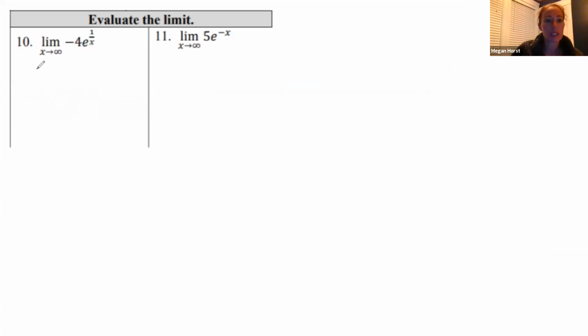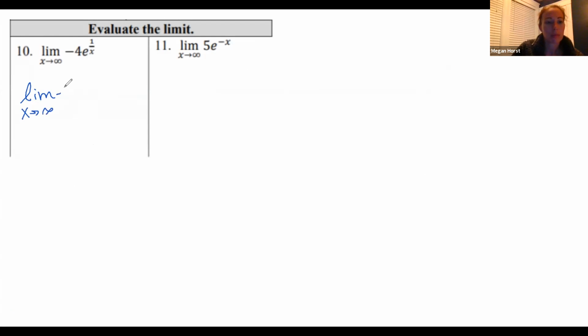So this first example is the limit as x goes to positive infinity. So we're not finding the horizontal asymptote in this situation. We're just looking to analyze this limit. And we have negative 4e to the 1 over x. So I'm just going to rewrite it in my own handwriting because that makes more sense for me. And so we're substituting infinity in for x in this denominator. So I have 1 over an insanely large number, which means this is going to 0. e to the 0 power is 1. So this is going to equal negative 4.